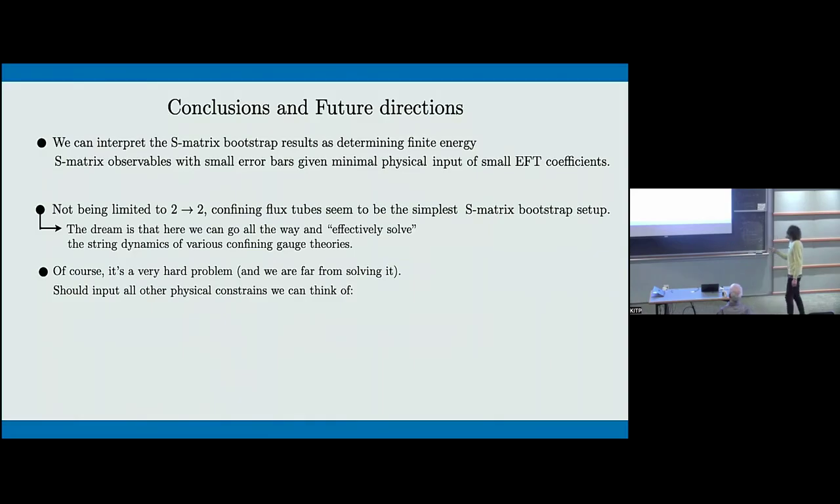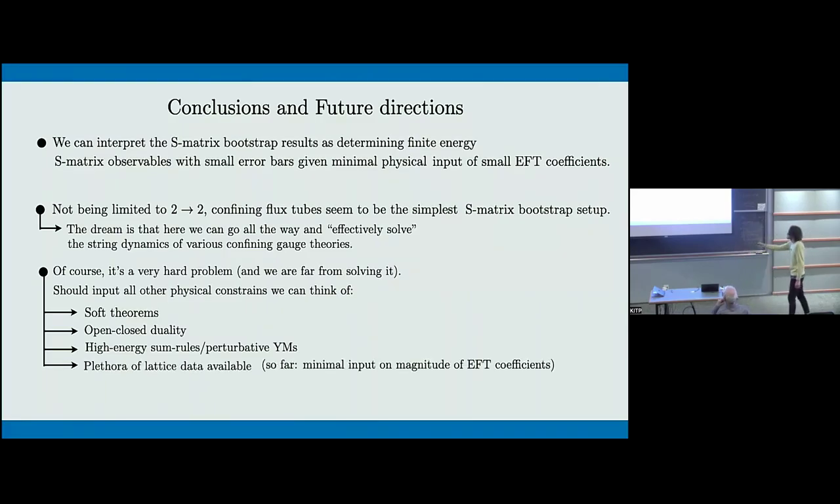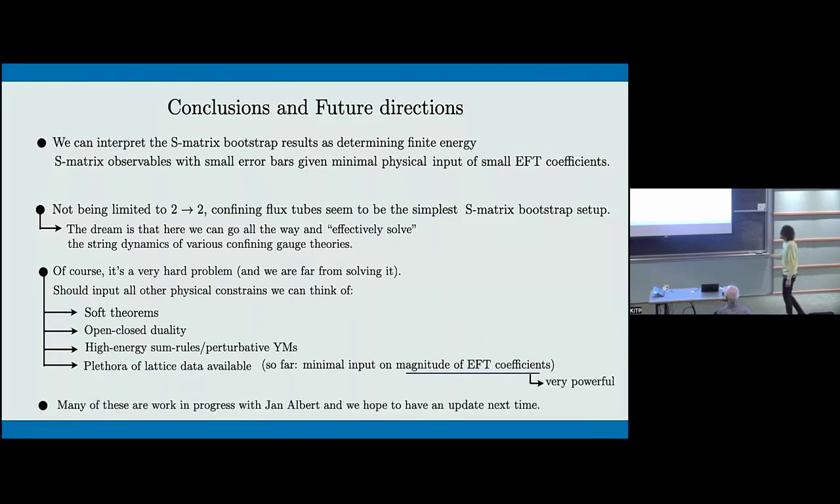And so in order to move towards this goal, we should input all other physical constraints that we can think of. So for example, some of the things we haven't even touched on are, say, soft theorems, or open-closed duality, the fact that at high energies, physics should be governed by perturbative Yang-Mills, or say high energy sum rules, and also the plethora of other lattice data that's available, since so far we only inputted some statement about the magnitude of effective field theory coefficients, which proved to be very powerful. So many of these are work in progress with John Albert, and I hope to have an update next time. Thank you.